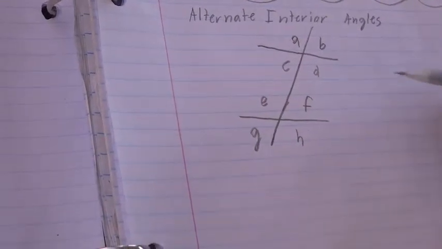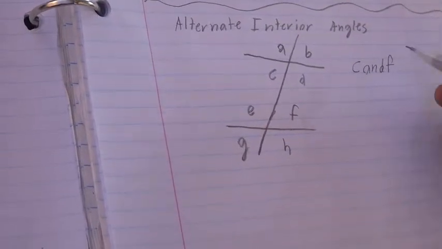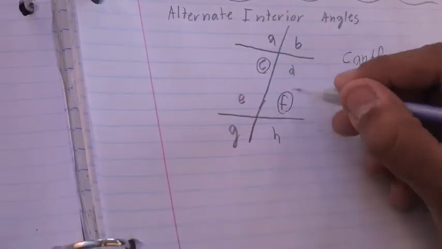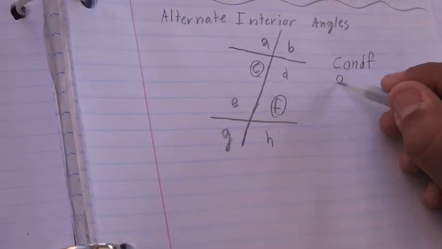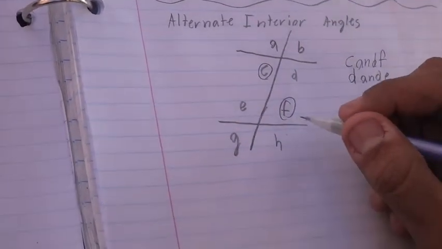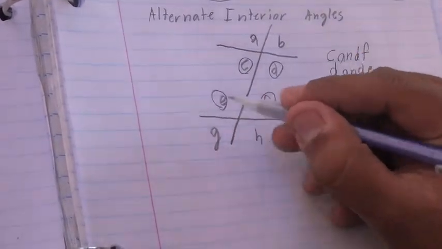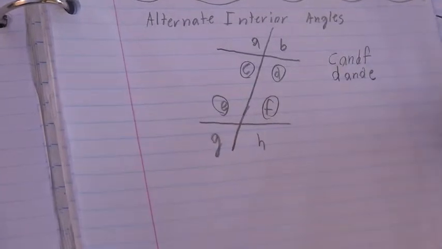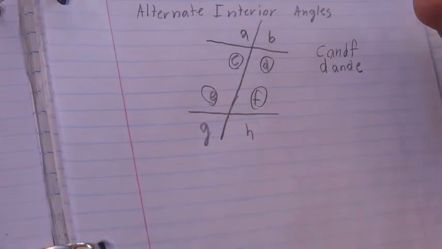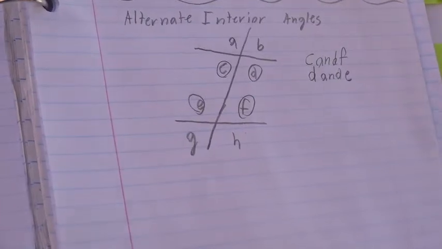Alright, in this example, these are the alternate interior angles. C and F are alternate interior angles. D and E are also alternate interior angles. To help you remember, the angle pairs are on alternate sides of the transversal, and they are on the interior of the two crossed lines.